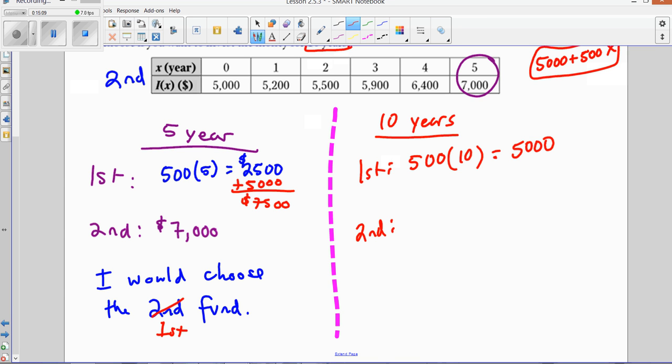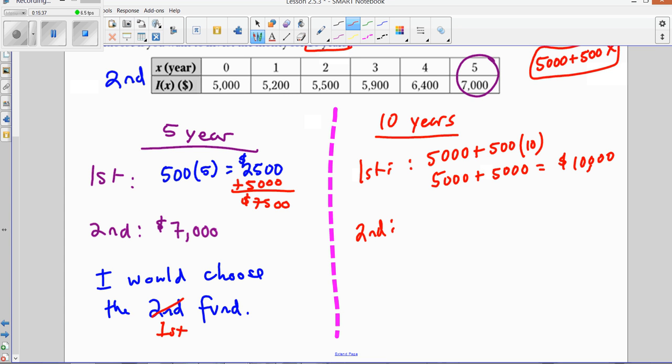So here we go. Let me go back to year 10. Now we'll do it correctly. The first fund I can do, because I do have an equation. It's $5,000 plus 500 for every year, so 10 years. So we simplify this: 5,000 plus 500 times 10 is 5,000. So I'm going to end up with $10,000. Now that's a lot of money.